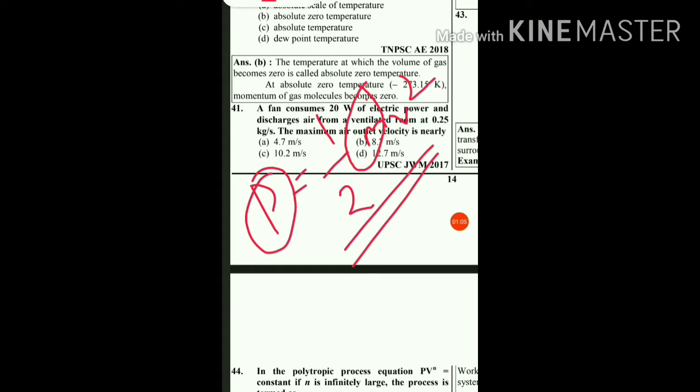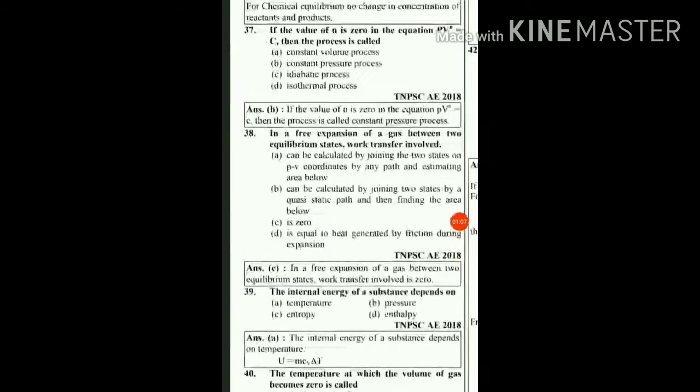So it comes out to be 12.60, and its approximate value comes out to be 12.7 meter per second. So option D will be the right answer for question number 41.